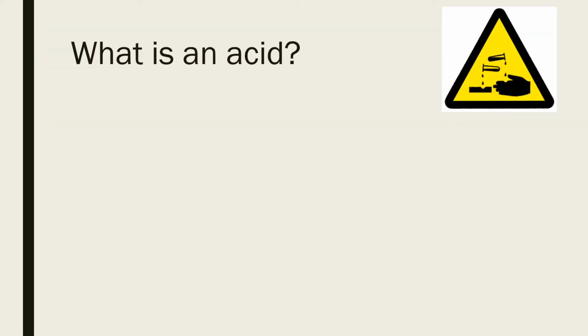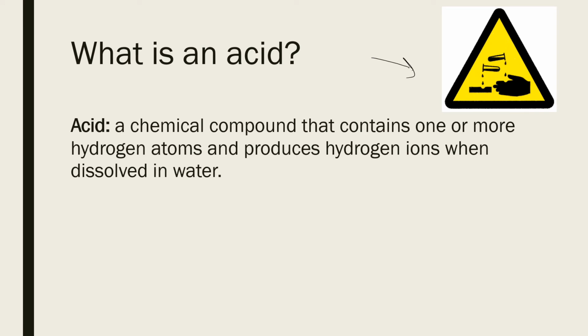But what is an acid specifically? Over here we have our sign for acids. If you drop an acid, you need to be really careful in the lab because sometimes you work with very concentrated acid that can really be harmful to yourself. So you use that sign to indicate acid. An acid is a chemical compound that contains one or more hydrogen atoms and produces hydrogen ions when dissolved in water. So that's the key idea here. Not just that it has hydrogen, but that it makes hydrogen ions when you dissolve it in water.